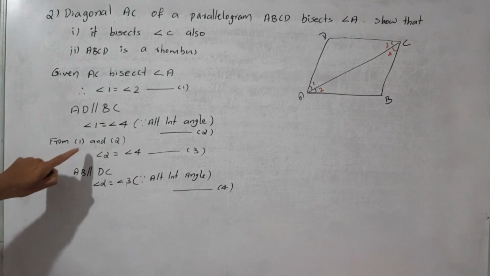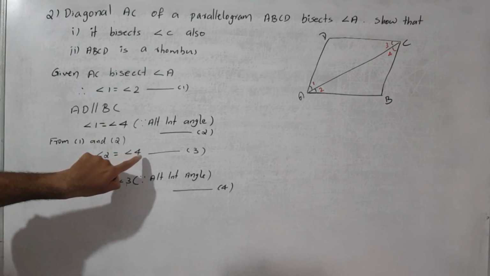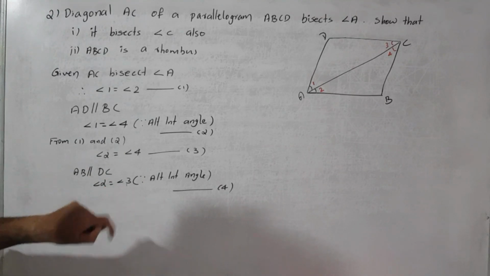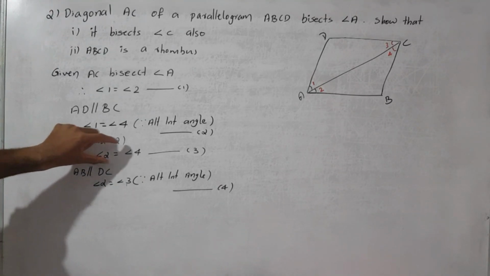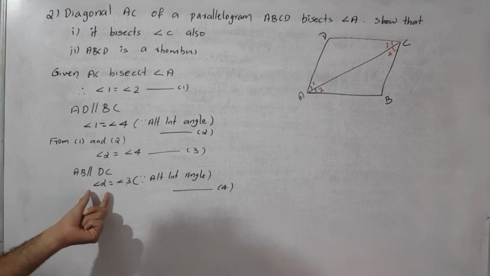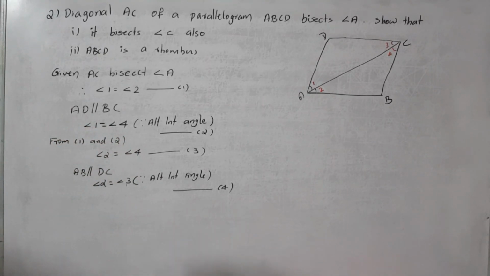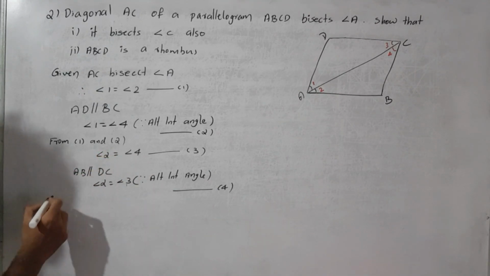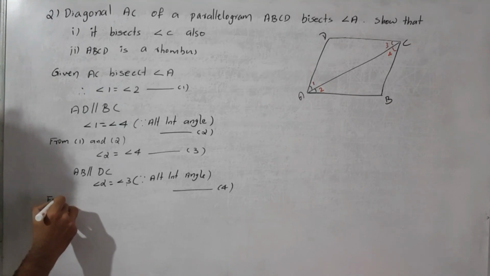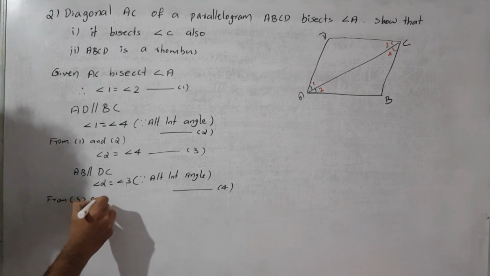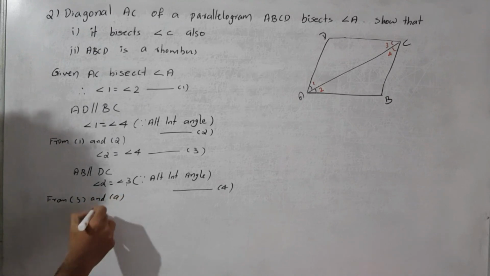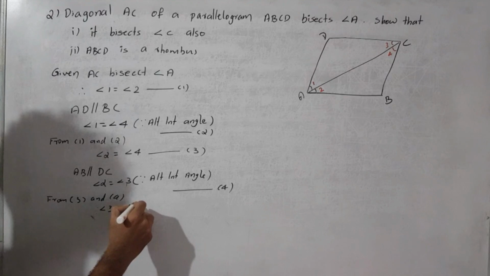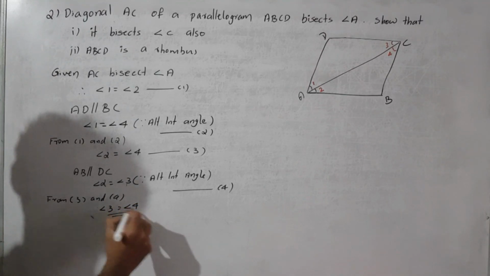Then equation 3 says angle 2 is equal to angle 4, and equation 4 says angle 2 is equal to angle 3. Then what is equal? It is very clear, angle 4 is equal to angle 3. So from equations 3 and 4, we get angle 3 is equal to angle 4.